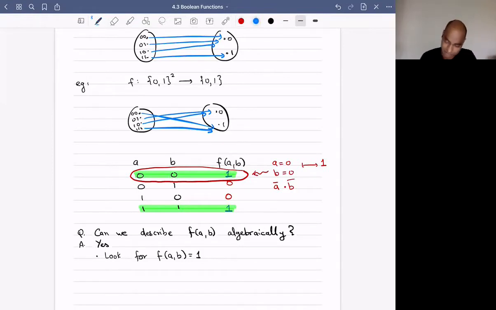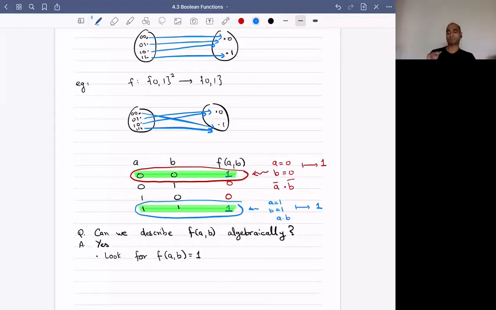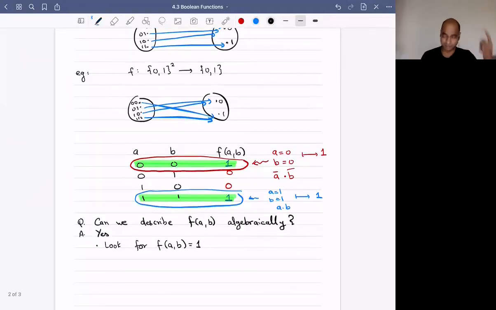Now I can look at the fourth row. And here A equals 1 and B equals 1 should give me 1. And then the way I can do this is I don't need to complement either. I can just take A times B. Okay, so that's the second step. I'm not done yet. This is a process. This is a long algorithm.